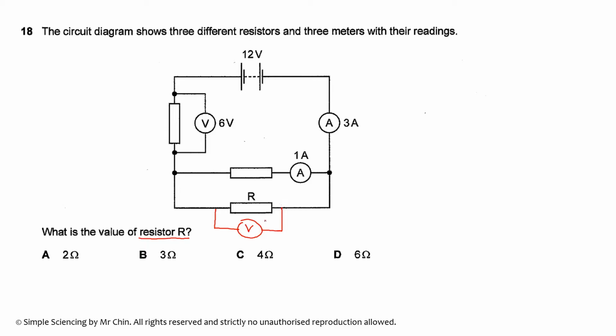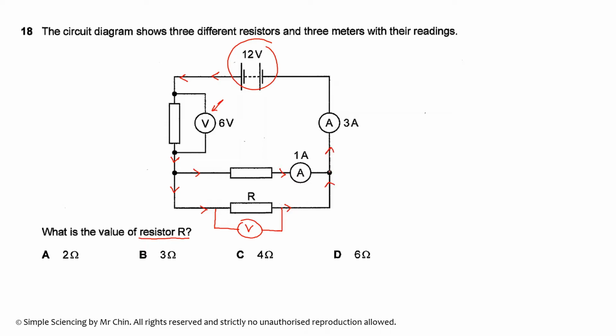We can use subtraction. The total EMF is given to be 12 volts, and this resistor over here, in this path, is 6 volts. If you cannot visualize this circuit, always draw arrows to guide you on the path of the current. Take note, at this point, current will split into 2 paths.